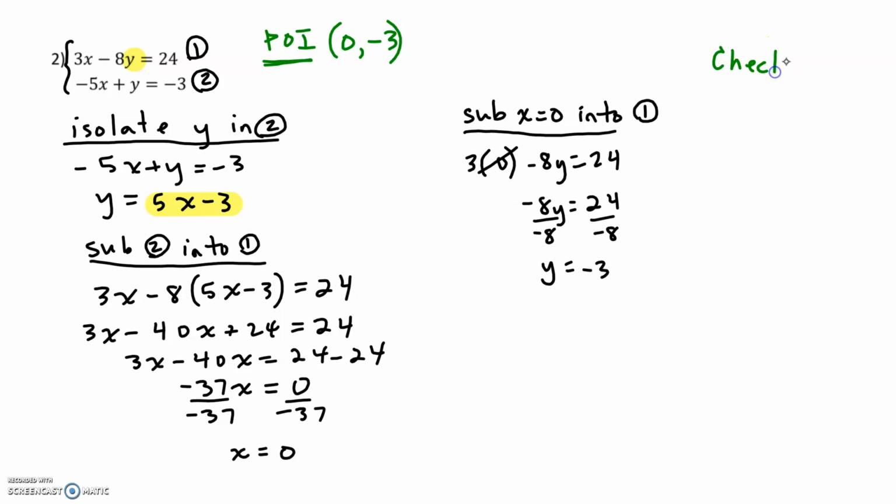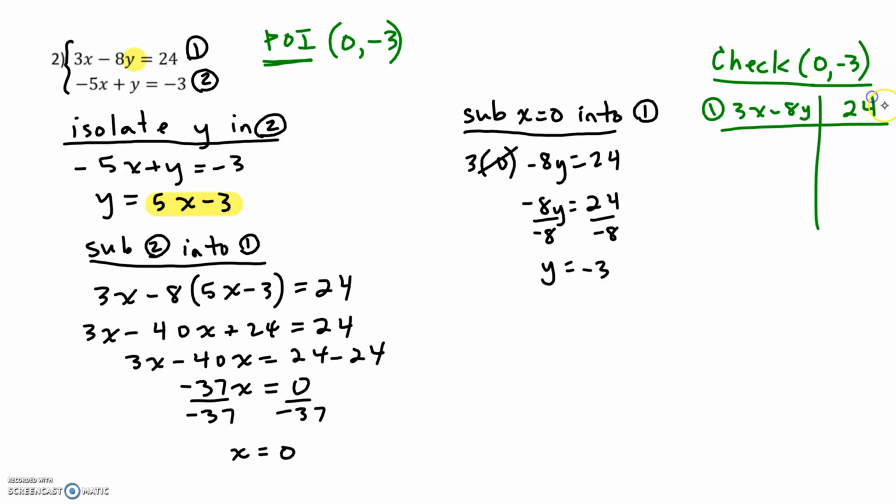So we're going to check that 0, negative 3 is the POI. Well, first we'll check in equation 1. So I have 3x minus 8y on my left side. On my right side I have 24. I know 0 is x and negative 3 is y. So 3 times 0 minus 8 times negative 3. 3 times 0 is 0. Negative 8 times negative 3 is a positive 24. And 0 plus 24 is 24. On my right side, I have 24. Okay, so left side equals right side.